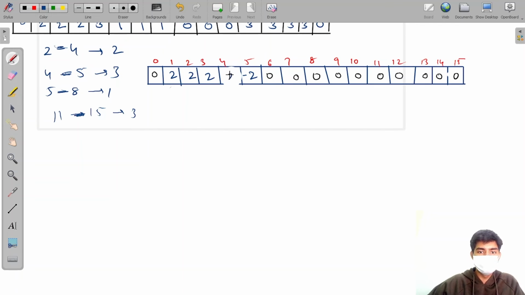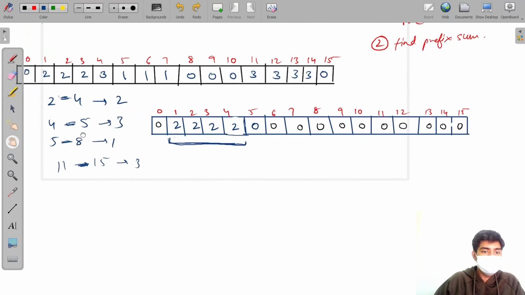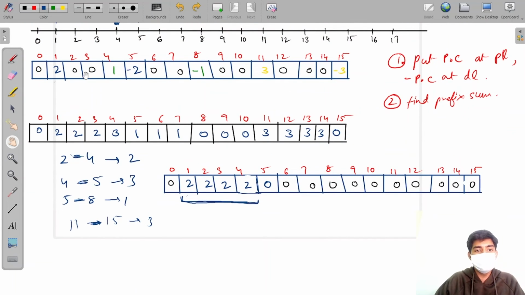2 plus 0, 2. Now, 2 plus minus 2 will give me 0, right? So you can see that at this moment, my impact only lasted from 1 to 4. After 5, I dropped off 2 people. This minus 2 here is representing that the impact of 2, or how many people were actually in my car, was starting from 1, right? And this went on till 4, and after that I dropped off 2 people.